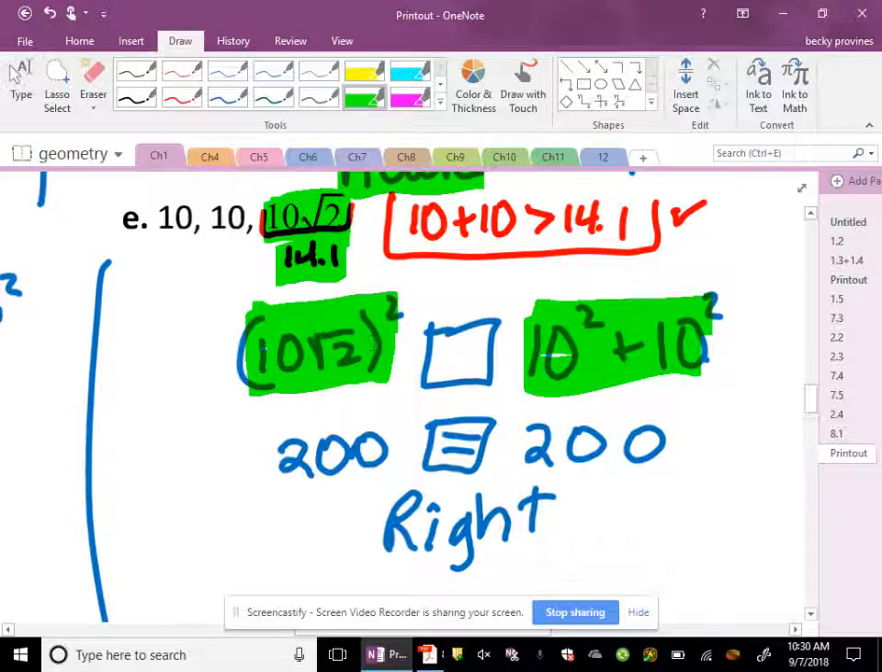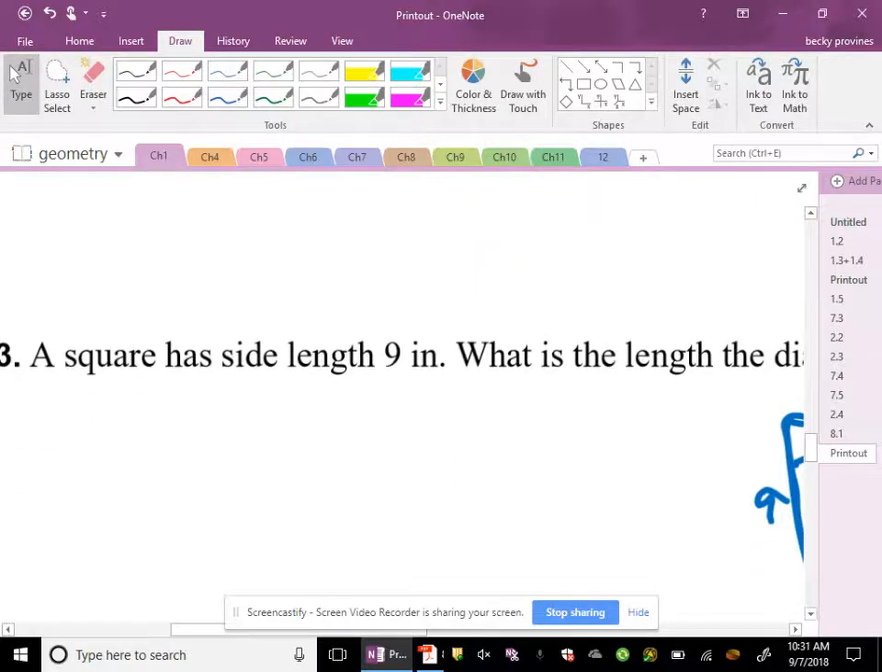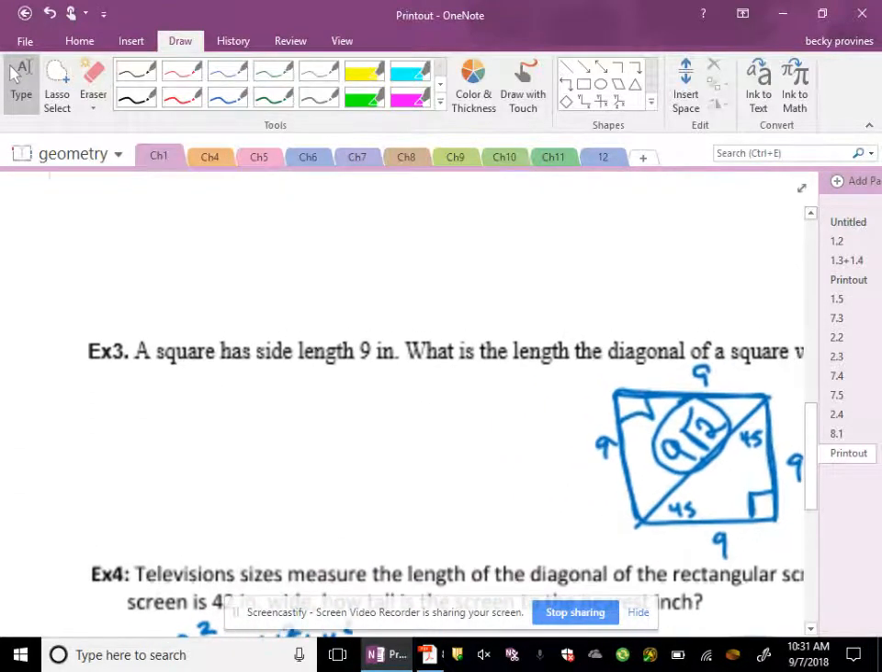Now, again, this is the tricky one. So make sure you're putting the parentheses in your calculator, guys, because otherwise you're going to get the answer of 20, not 200, which would cause your answer to be wrong. Okay, so I get 200 and 200. So if it is equal on both sides, this is just the Pythagorean theorem. This means it is a right triangle.